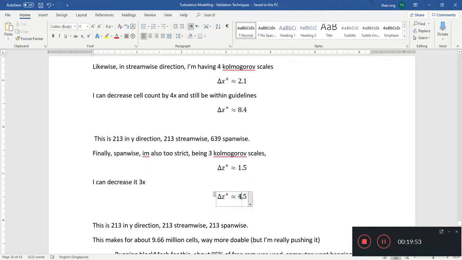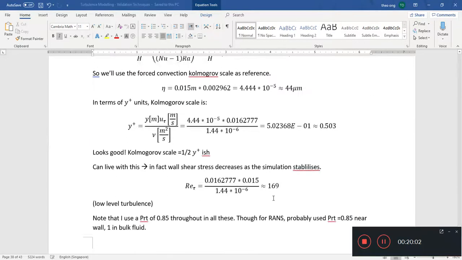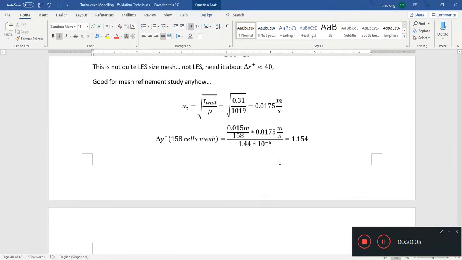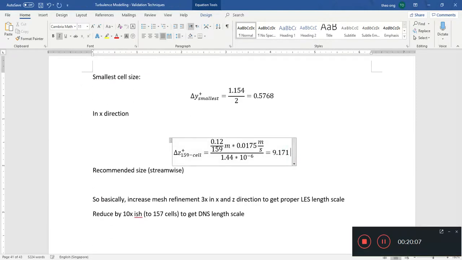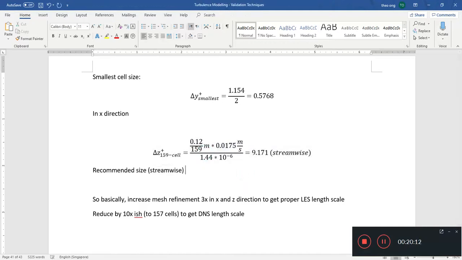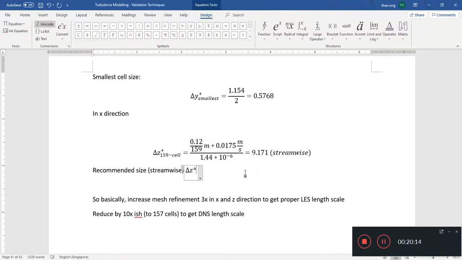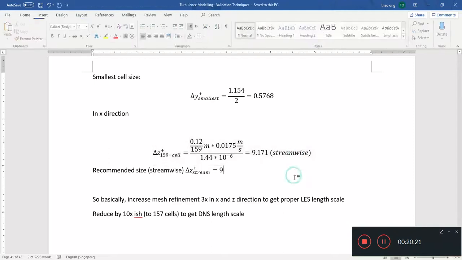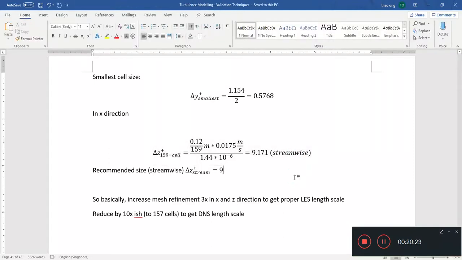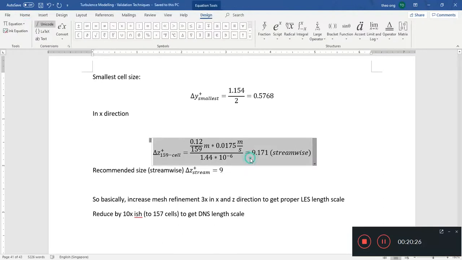I think I misnamed it. This should be streamwise, just to avoid confusion, and this is spanwise. So here I'm talking about streamwise delta z plus, which equals 0.09. This is pretty close to where we are. I'm okay with that actually, it's very little difference.